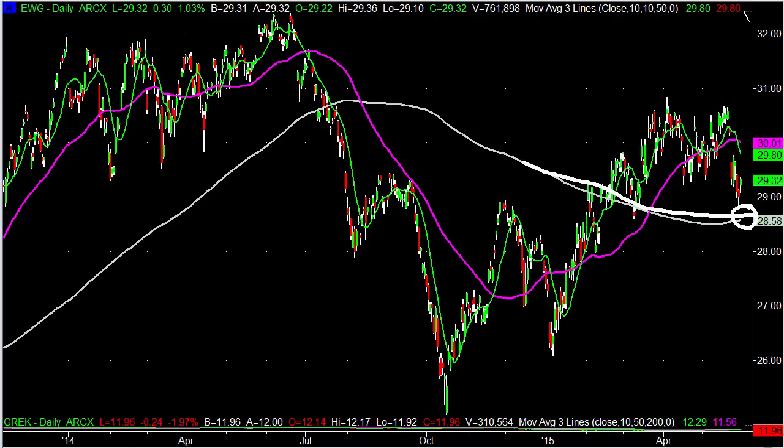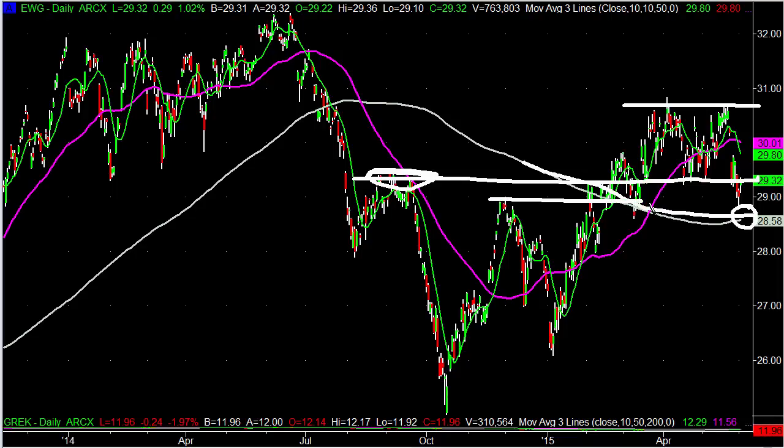But the pattern I want to focus your attention on right now is the fact that EWG has had nice consolidation over the last couple of months, and it broke down. It clearly broke down below that support level, and it's a good support level. If you go back to the left here, you can see this was a swing area in here. Even if you take this high over here, you can see that it even took that level out as well.